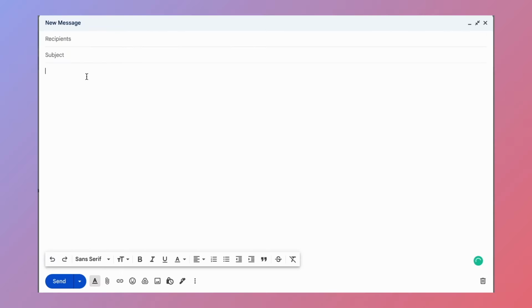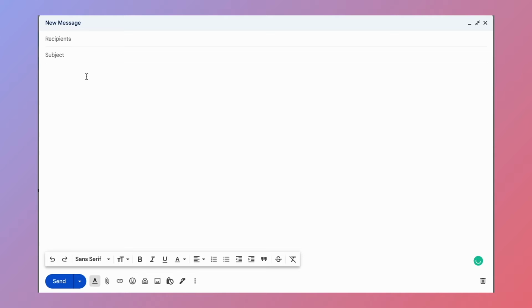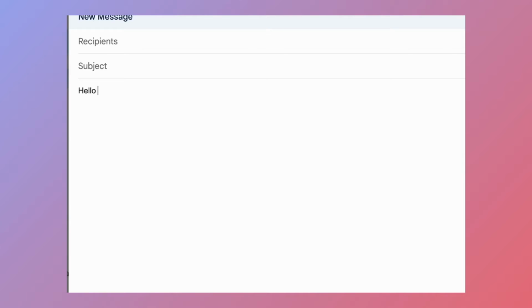Now we will see how you can give suggestions in your email. Suggestions can be like, let's say someone has asked for a suggestion in their last email. So what we can write is, hello Montaha.